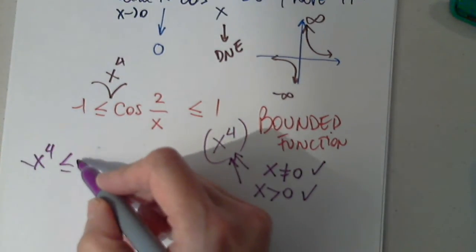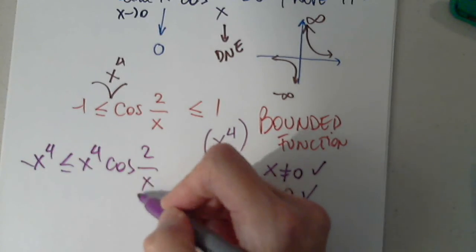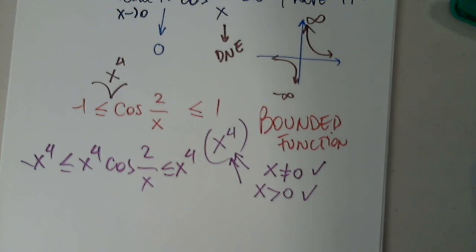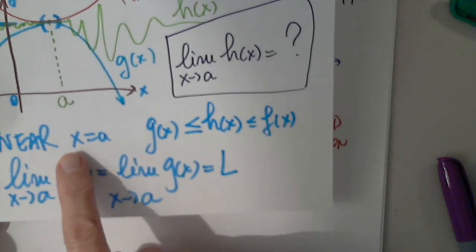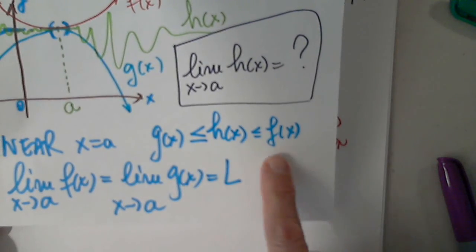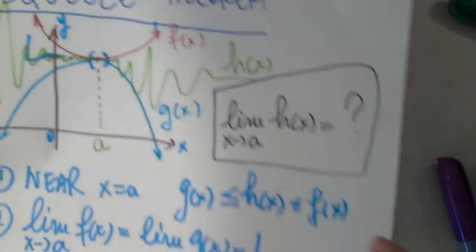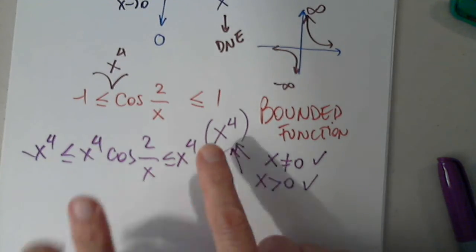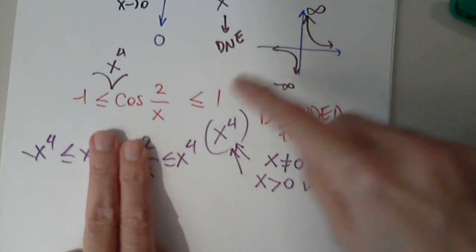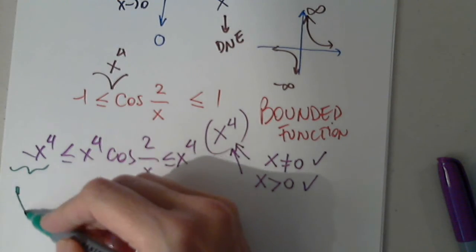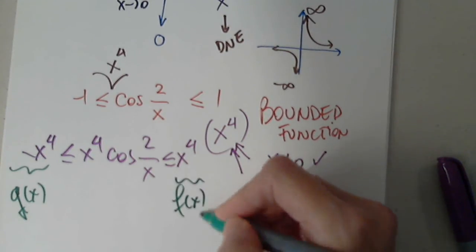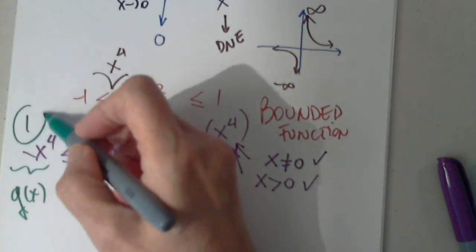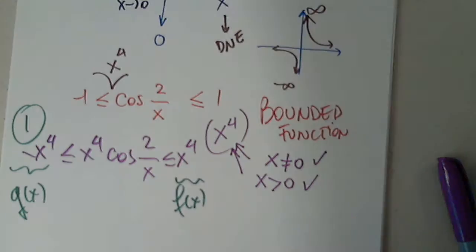Negative x to the 4th less than or equal to x to the 4th cosine 2 over x less than or equal to x to the 4th. And I can see now that the first hypothesis of the squeeze theorem is fulfilled. I have the function squeezed between 2 functions. I'm going to call this function f of x, or g of x. It doesn't matter really, call them as you like. I see that the first condition, or hypothesis, of the squeeze theorem is fulfilled.